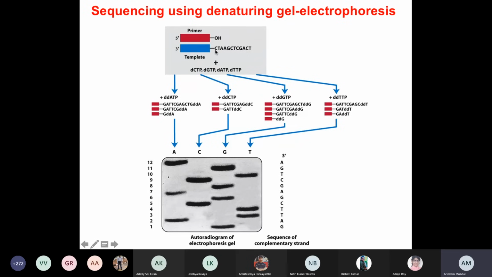So see C, T, C, T, A, then G, C, then G, C. By reading this particular sequence, you should be able to tell that the reverse complement should be the sequence of the template. And how did you get this particular sequence? You got it from the pattern of the bands obtained from four different reactions using four different dideoxy nucleotides.